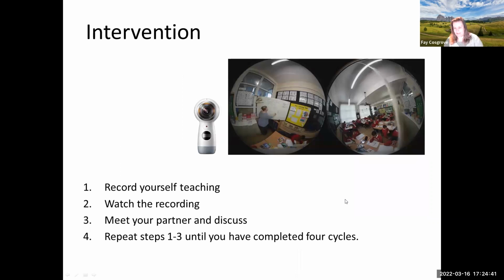So the intervention itself then, I asked the teachers to, as I said, record themselves teaching a short episode, to watch that recording themselves on their own and identify the critical incidents. It could be something they thought was a strength of my teaching, or an opportunity, I think, for development in my teaching. And they connected each of those to one of the codes within the Knowledge Quartet and made a note of the time, so that when they met with their partner, rather than spend time watching the whole thing, they were able to go straight to the critical incidents and to discuss those with their partners. And they added to their notes or augmented or adjusted their notes in that discussion. So they repeated those steps 1 to 3 until they had completed 4 cycles.